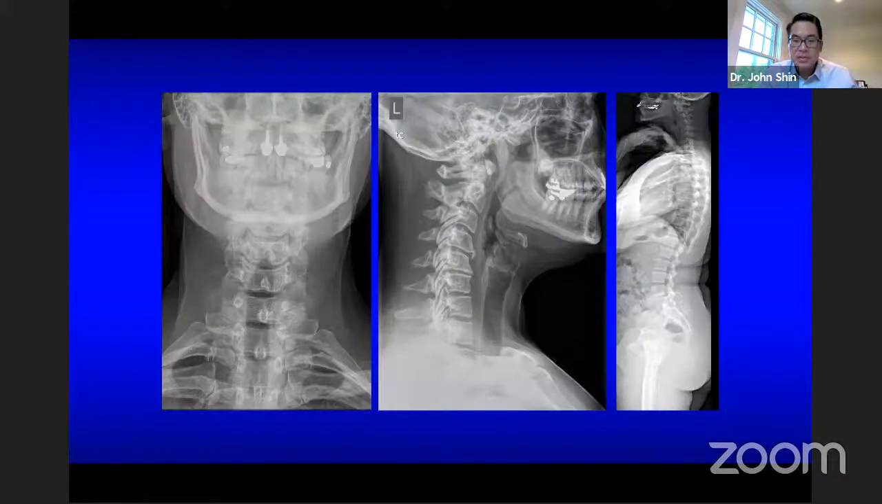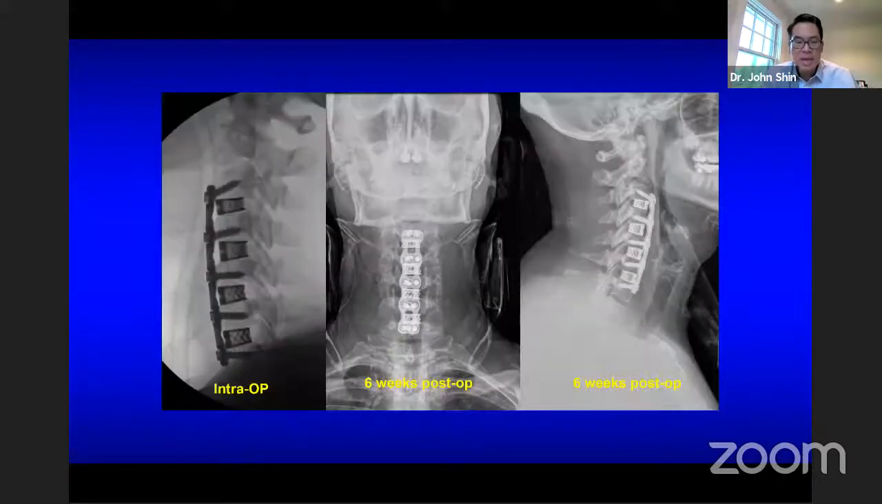Well, I decided to do this through a multi-level anterior cervical approach. I did a CT of the cervical spine, which demonstrated there was no OPLL, maybe some calcifications, protuberances behind the vertebral bodies, but not compressive, and it was really primarily disc-based. And so I did this through a four-level anterior cervical discectomy and fusion.